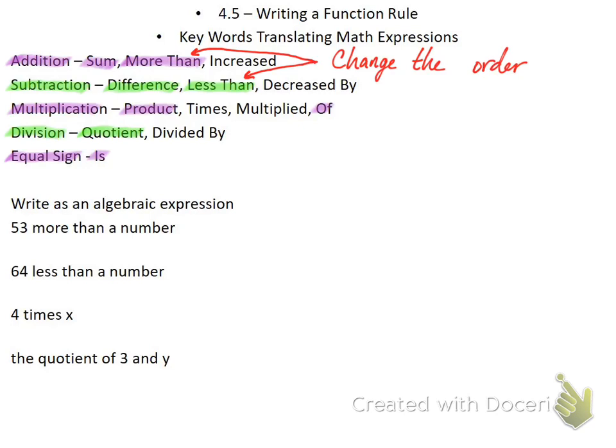So when I'm going to translate these, again, I'm just looking for those key words. The first one is 53 more than a number, so I'm going to highlight more than. More than is telling us that this is addition. And again, more than changes the order, so these two are actually going to change in order. Instead of 53 plus, we can use x for a number. It's going to be x plus 53.